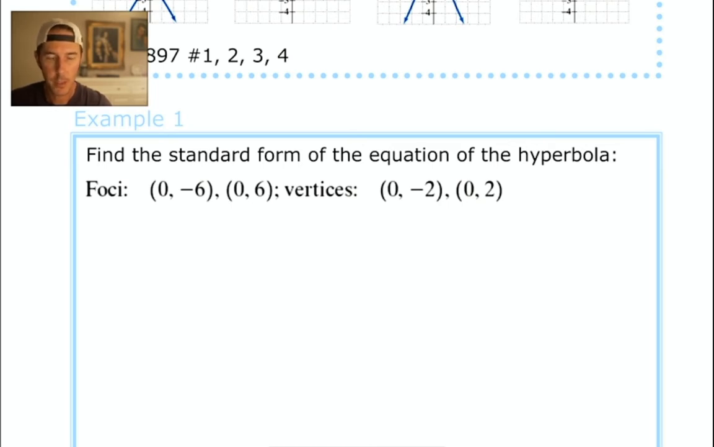So in this case, I'm going to plot some points first. I've got to go up and down 6 to the foci. I need to go up and down 2 to the vertices. Okay, so this one's pretty tall.